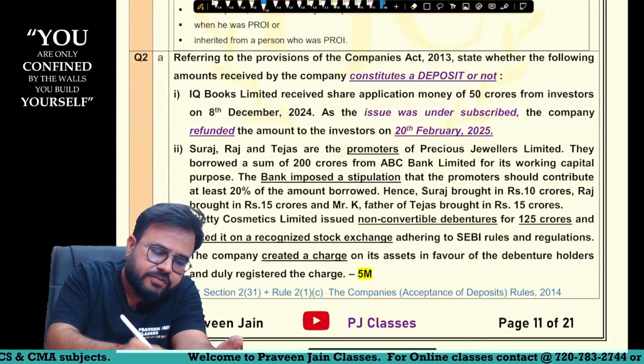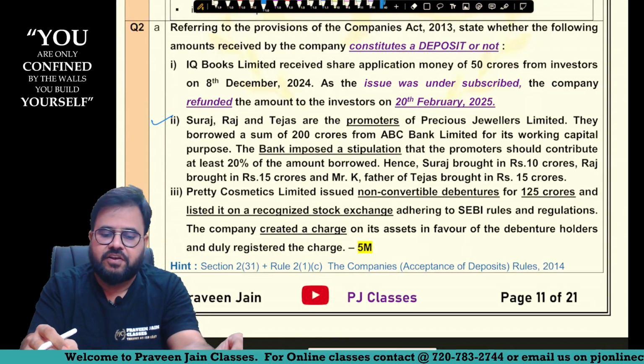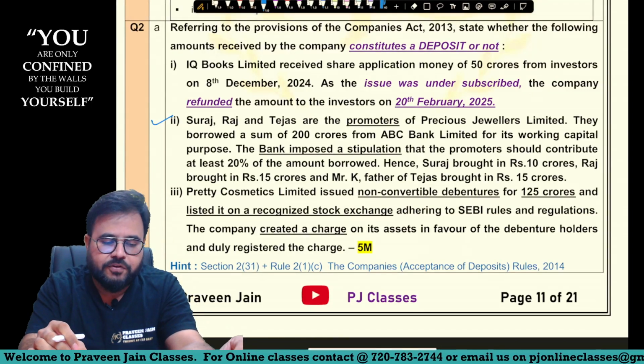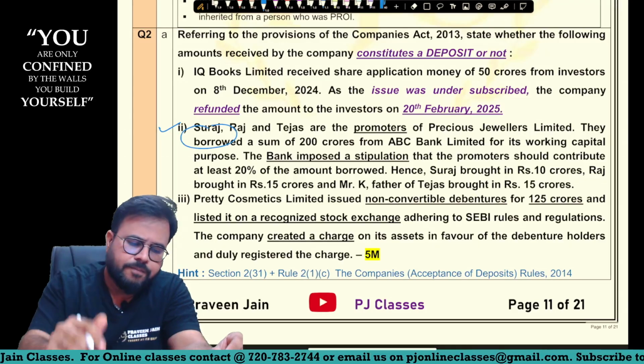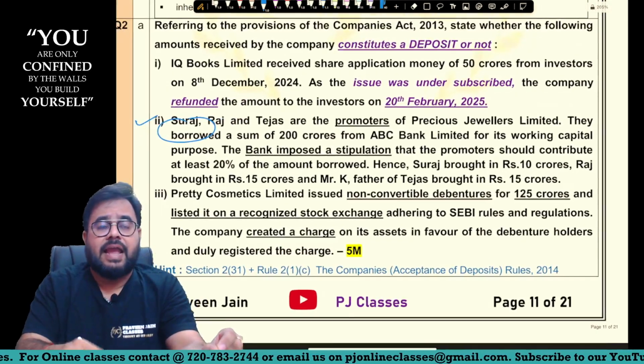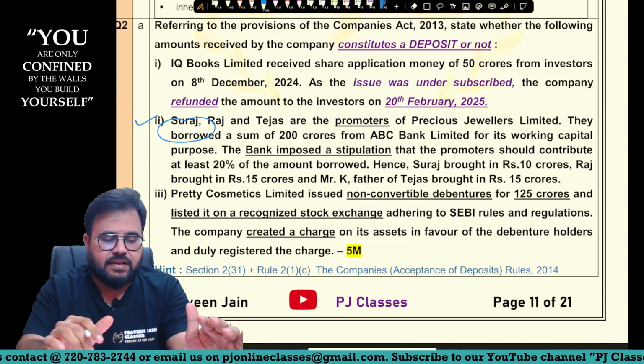Great. Second point, sir. Suraj, Raj and Tejas are the promoters of Precious Jewelers Limited, sir. They borrowed a sum of rupees 200 crores from ABC Bank for working capital purposes. So they are doing some borrowings. Remember, any borrowing from the bank is not a deposit. Under 2(1)(c) this item comes.